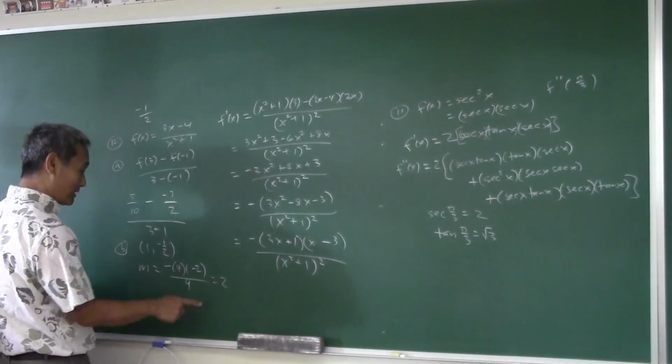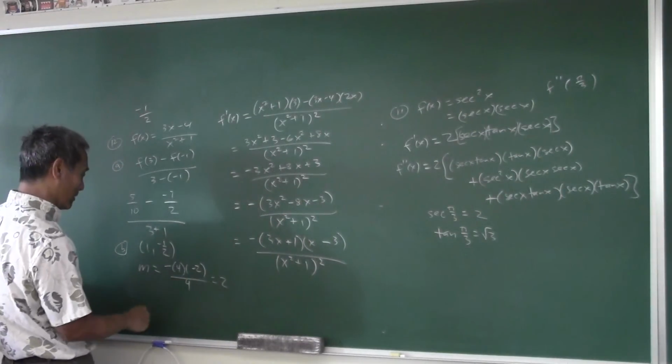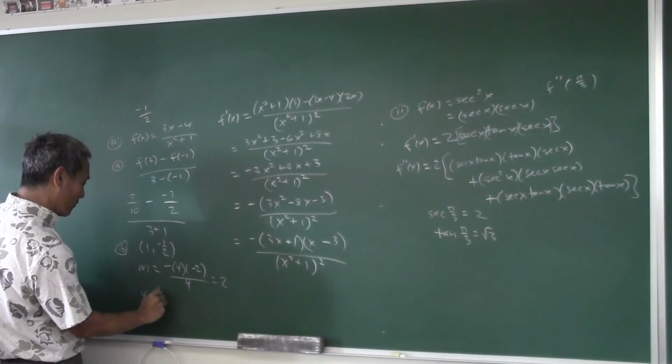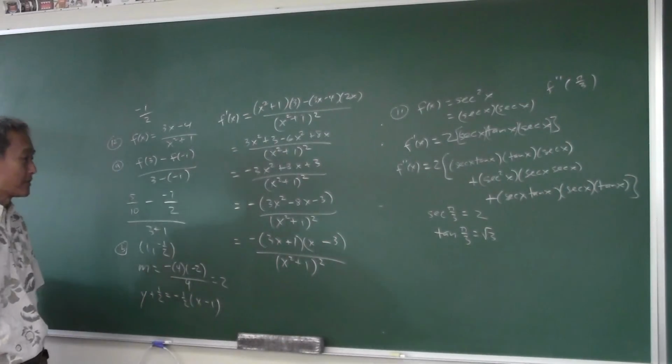Yeah. So that's the slope of the tangent line. So the slope of the normal line would be the negative reciprocal of that. So again, using point slope form, look how easy that is. Okay, that's the answer for B.